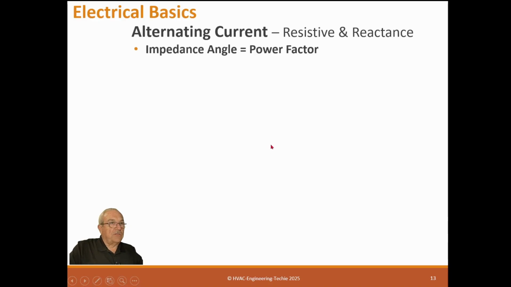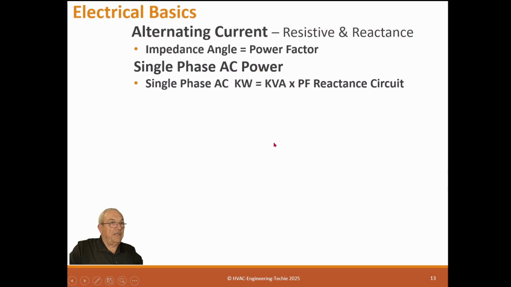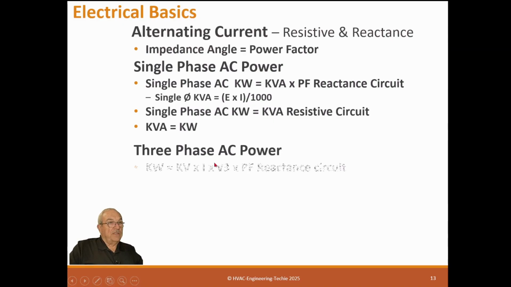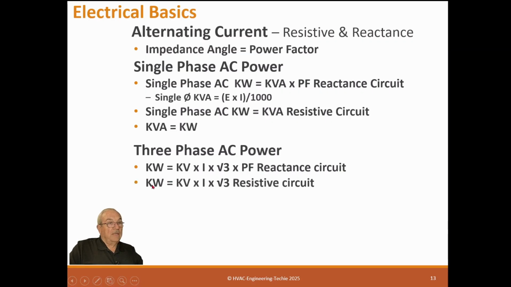Alternating current: resistance, reactance, impedance, angle, power factor. Single phase AC: kW equals kVA times power factor. That's in a reactance circuit, which is an inductive circuit. Single phase kVA equals E times I divided by 1,000. Single phase AC kW is kVA in a resistive circuit, so kVA equals kW. Three-phase AC power: kW equals kV times I times the square root of 3 times the power factor. That's a reactance circuit. kV times I times the square root of 3 is a resistive circuit, so there's no power factor in that one.